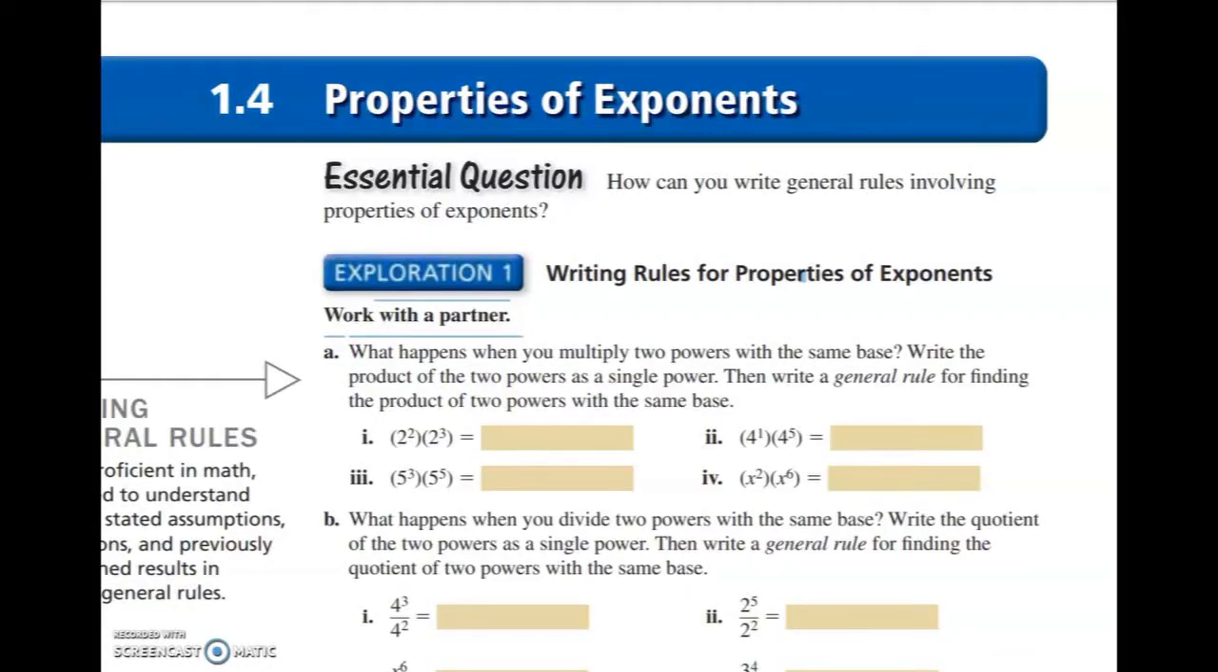All right, students, this video is going to go over 1.4 on the math textbook, which is more rules of exponents, the properties of exponents, and we're actually going to practice them. Now, this section is actually from the online textbooks, which your teachers should be getting you access to this week.